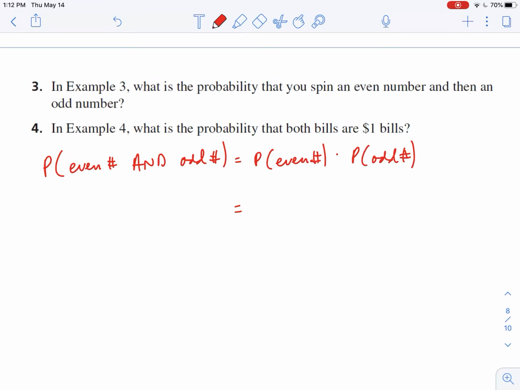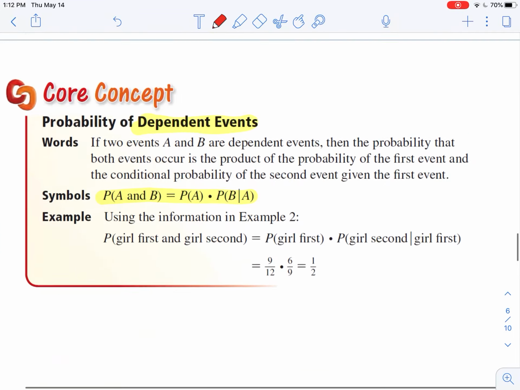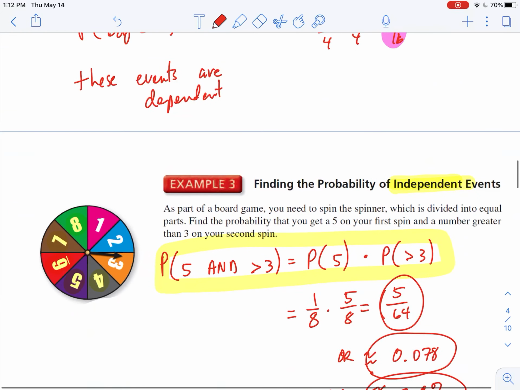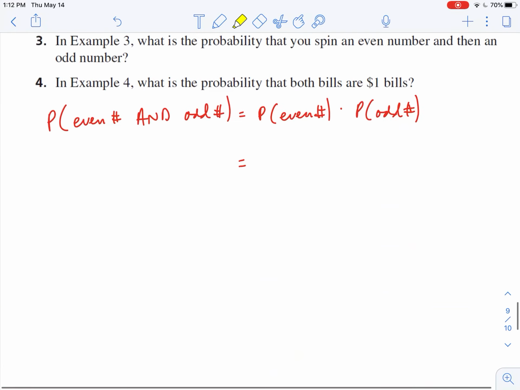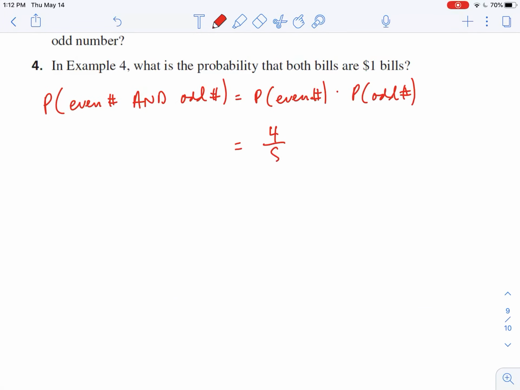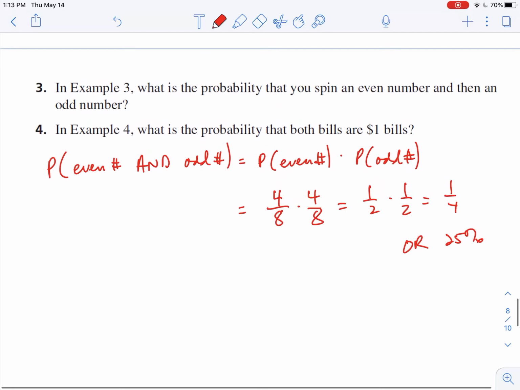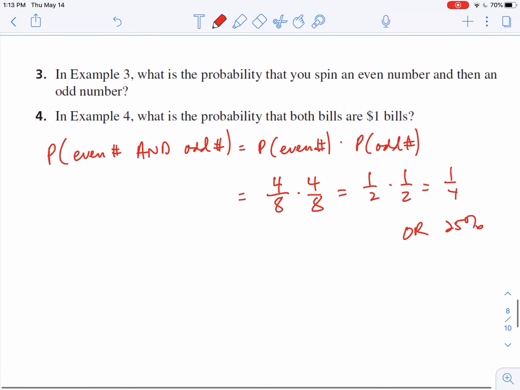So the probability of an even number, let's go back and look at example 3. It had a spinner involved. So how many even numbers are there? Well, again, we look at this and it should be pretty obvious, but we have 2, 4, 6, and 8. So we have 4 options that are even. So we have 4 out of 8 options. And obviously we know that there are also 4 options that would be odd. But let's reduce both of those before we do the multiplication. So it looks like 1/4 or a 25% chance that we would get an even number followed by an odd number. Okay. Now, in example 4, it says, what is the probability that both bills are $1 bills?